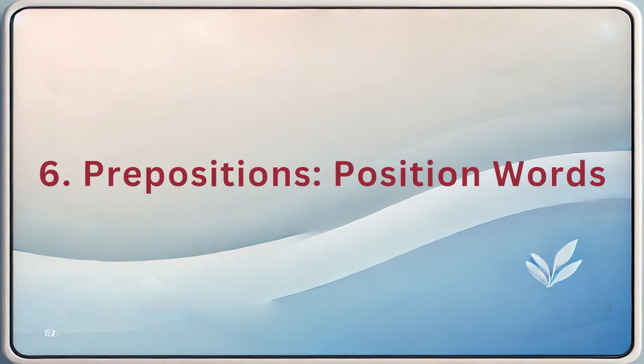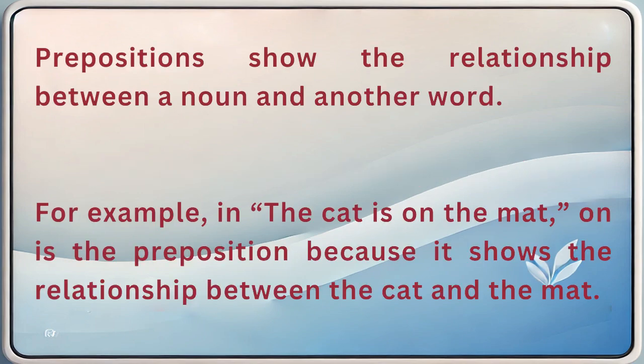6. Prepositions, position words. Prepositions show the relationship between a noun and another word. For example, in "The cat is on the mat," on is the preposition because it shows the relationship between the cat and the mat.